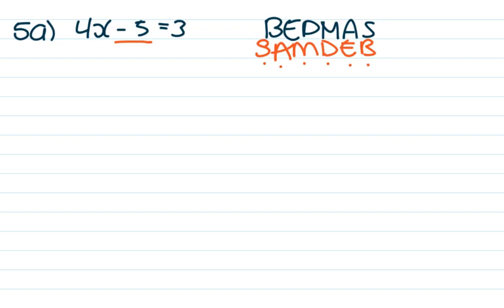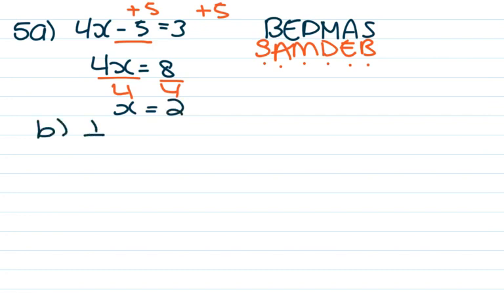So first the subtraction. So we're going to add 5 to both sides to get rid of that negative 5. So now we have 4x equals 3 plus 5, which is 8. And then we're going to do the division. Divide both sides by 4, because division is the opposite of multiplication, and that's how these two numbers are connected. So divide both sides by 4, I'm left with x equals 2.